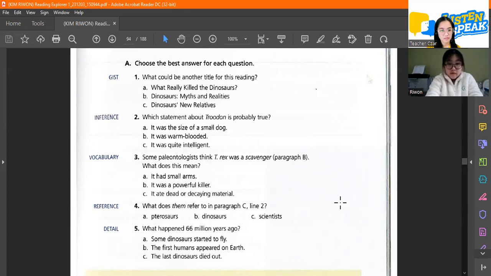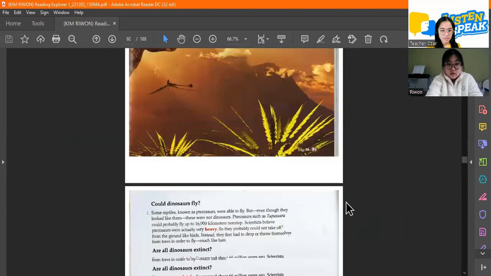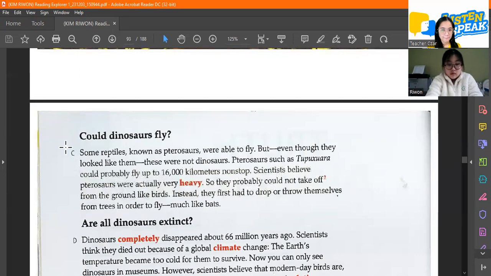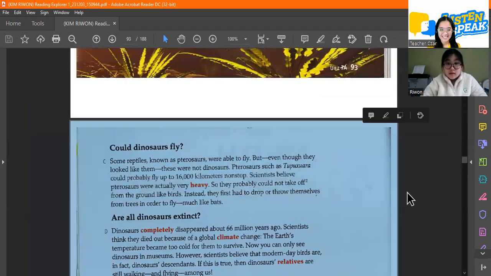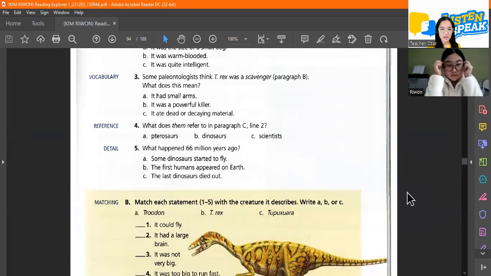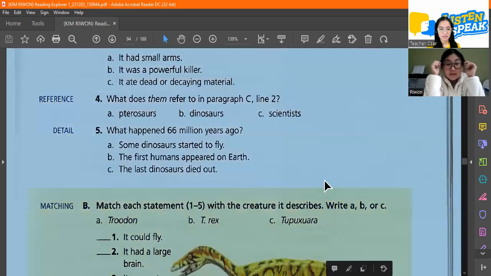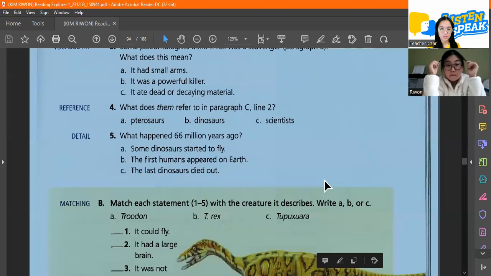What does them refer to in paragraph C, line 2? Okay, let's see paragraph C, line 2. They looked like them. Dinosaurs? Yes, they were dinosaurs. Very good. Now, how about 5? What happened 66 million years ago? The last dinosaurs died out. Okay, very good. They are extinct in those years.